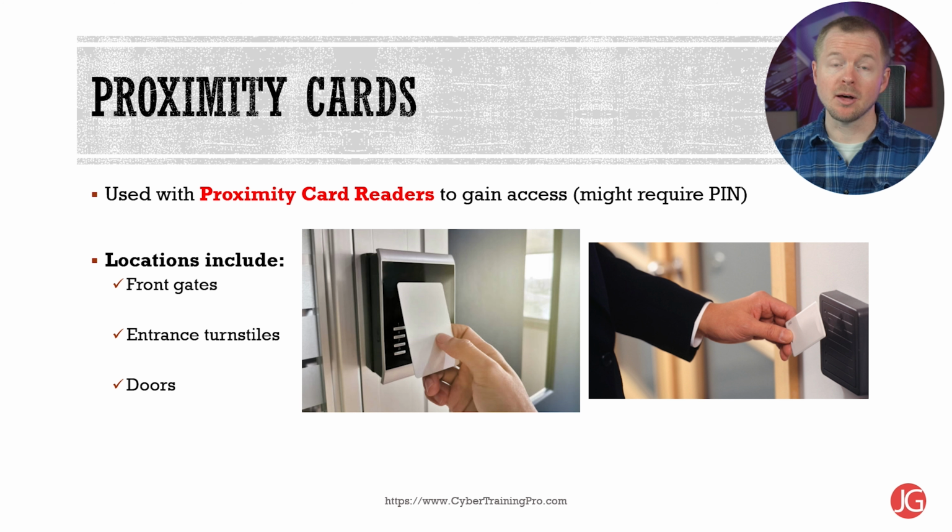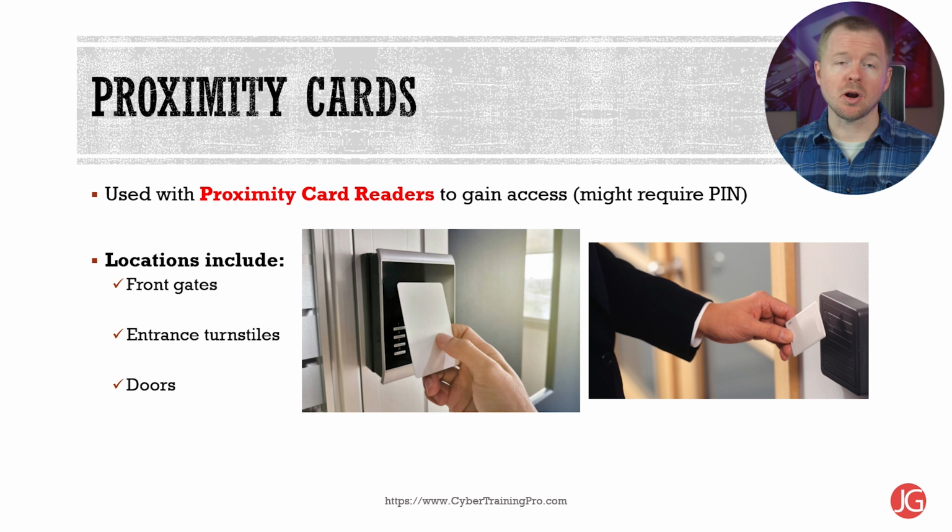Let's discuss some security measures that you can take to secure your buildings. Do you remember the last time that you were at a hotel and you had to scan your room key to enter your room? These are called proximity cards, and they're scanned by a proximity reader. We use these kind of cards in businesses everywhere to secure access. Locations can include front gates, entrance turnstiles, and on doors.